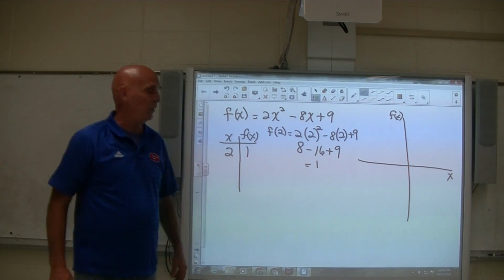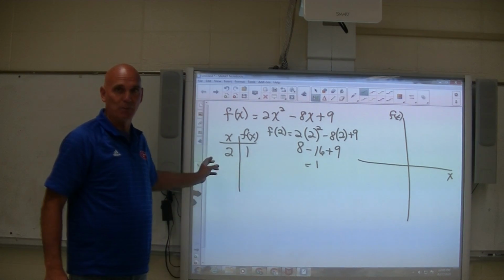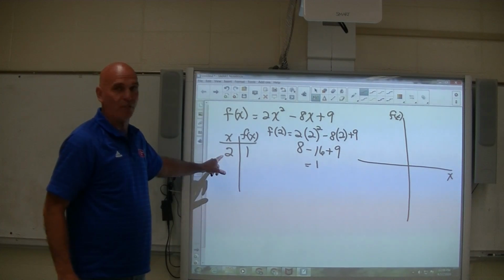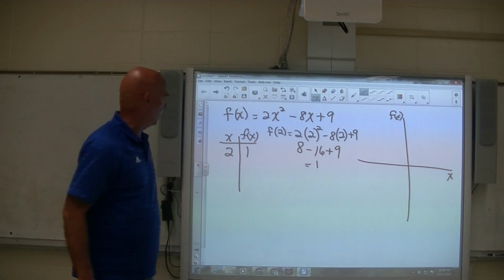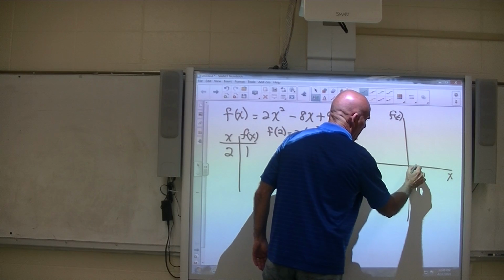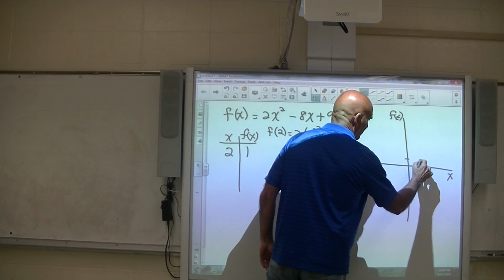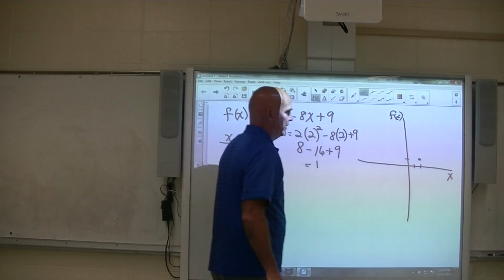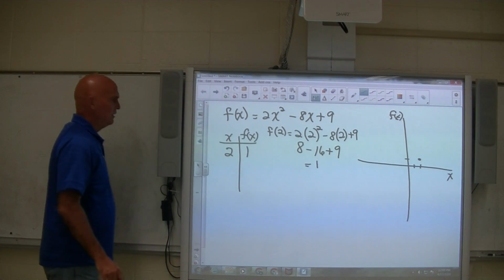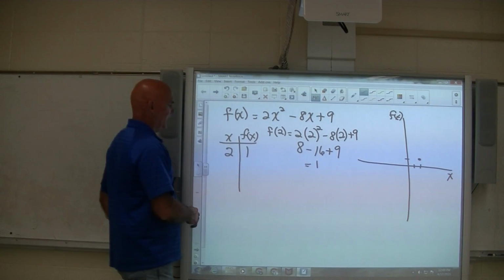Hey, remember how to graph points? X coordinate, Y coordinate, abscissa, ordinate, all that. This tells you how far to go left or right. This tells you how far to go up or down. So the point (2, 1) would be right there. So there's a point on the graph. So let's find another. Let's find the easiest one.